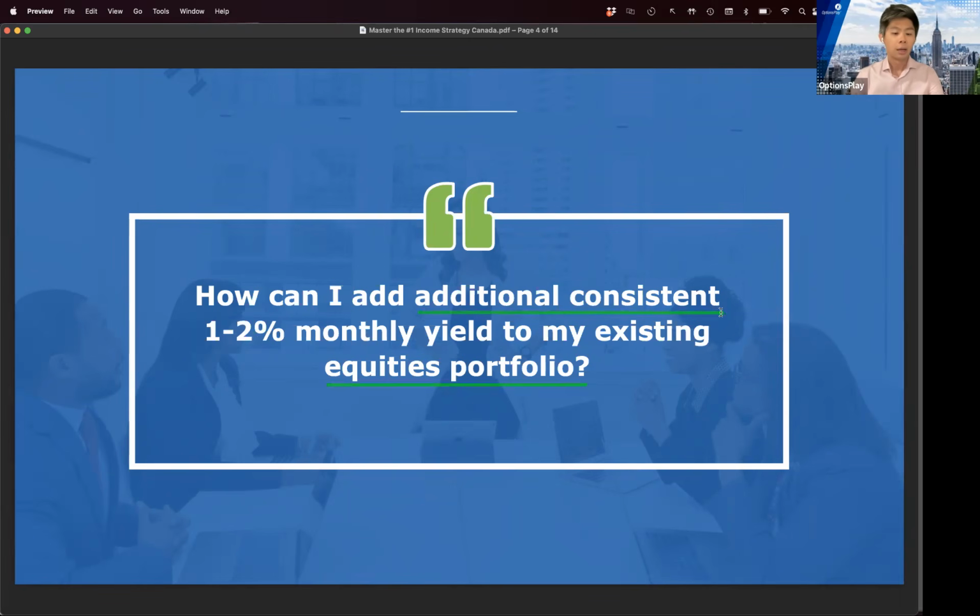So how many of you currently have a stock or ETF portfolio, whether it's in a taxable account or a tax deferred account? Type 1 into the chat window if you have equities or ETFs in a taxable account or a tax deferred account. Okay, I'm seeing a lot of ones.